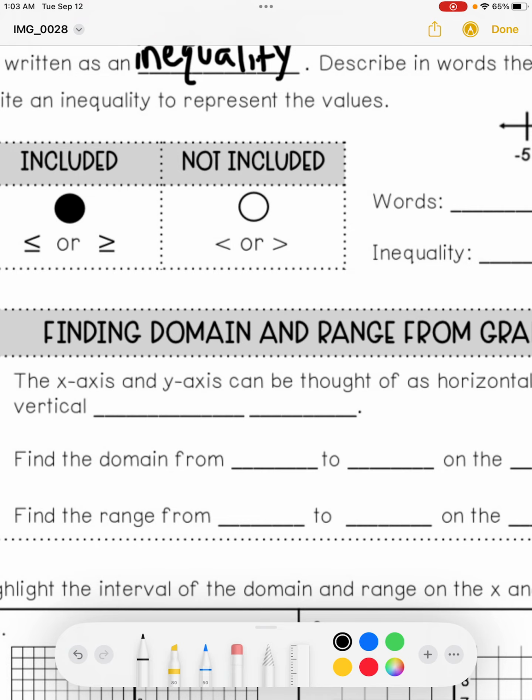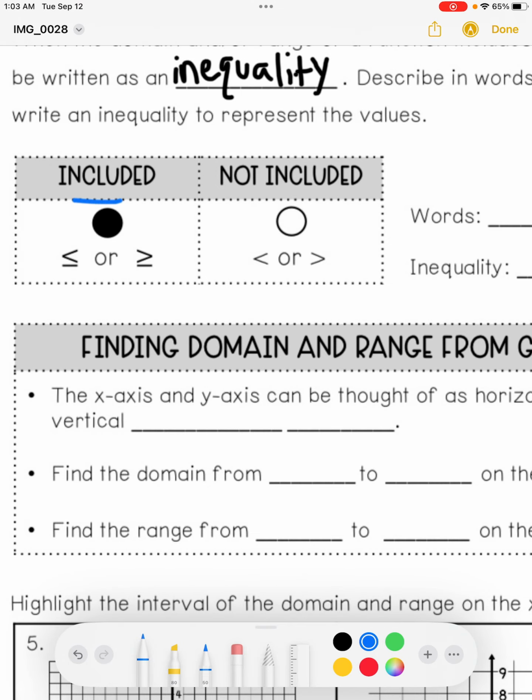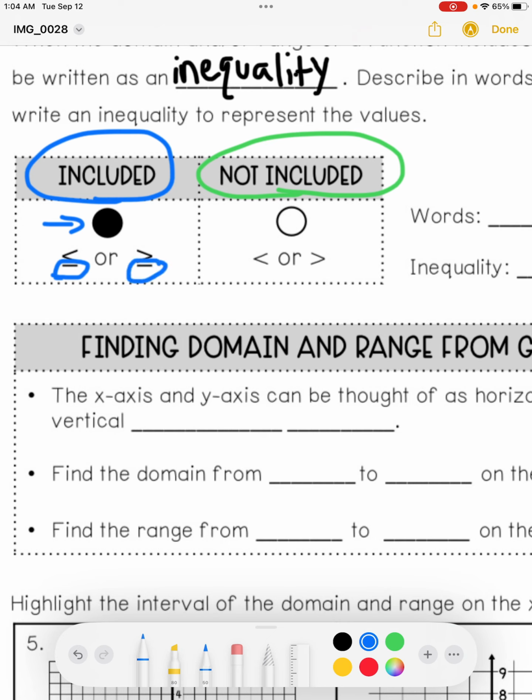So if you look over here, we call this included and not included. Okay? Included will give you this filled in point like we're used to, and the main difference is that we have the equals part on our symbols here. So we say that we have less than or equal or greater than or equal. Okay? Now, if it's open and it's not filled in, that means that we lose the equal part. You see how those parts are missing? So we only say less than or greater than. All right, that's the main difference.